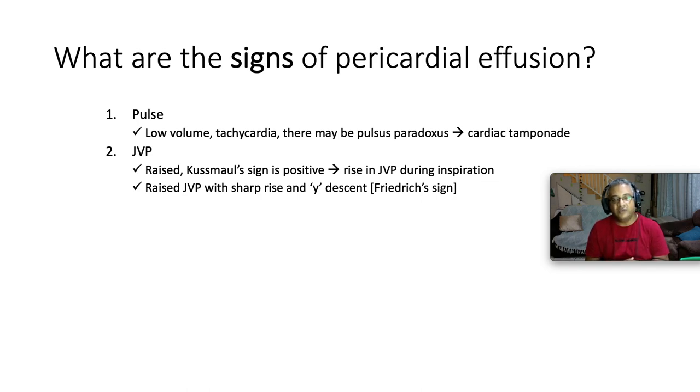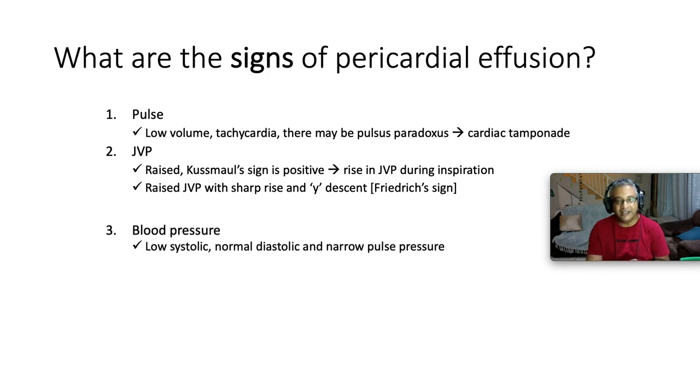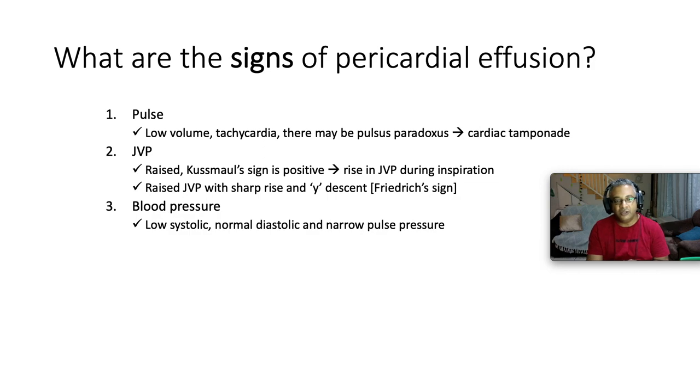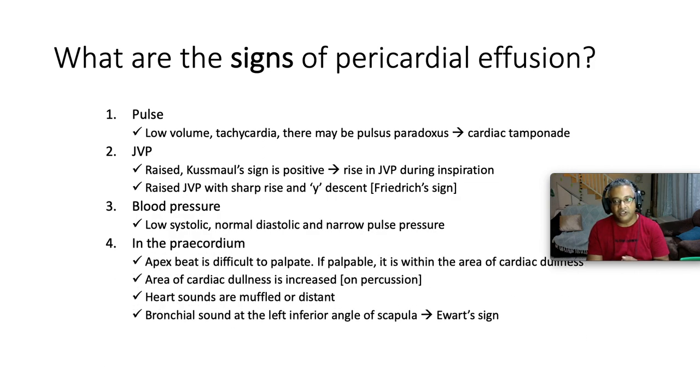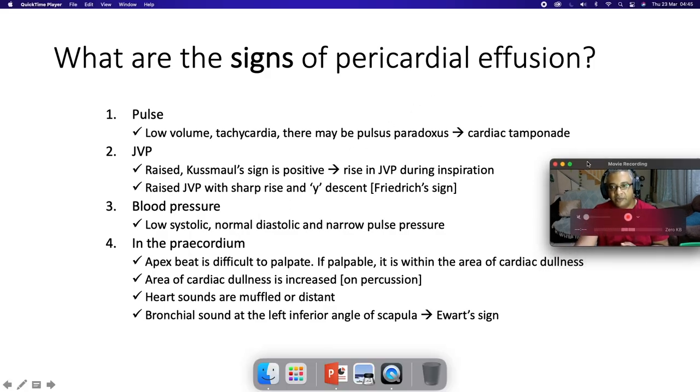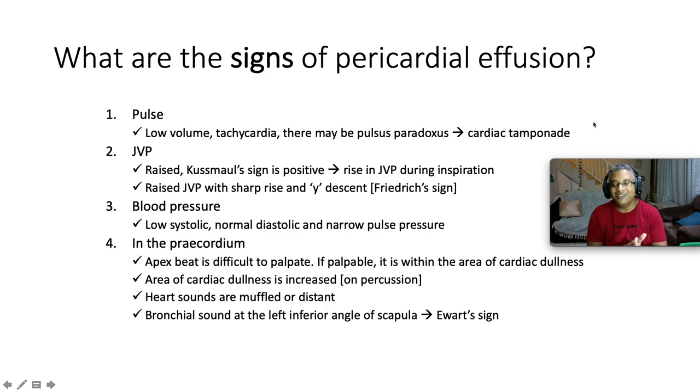Now, the raised JVP may also demonstrate a sharp rise and a wide descent, something we call Friedreich's sign. Looking at the blood pressure, you may have low systolic, normal diastolic, and a narrow pulse pressure. In the precordium, the apex is difficult to palpate, obviously, because you have that pericardial fluid which is accumulating abnormally, compressing the ventricles.